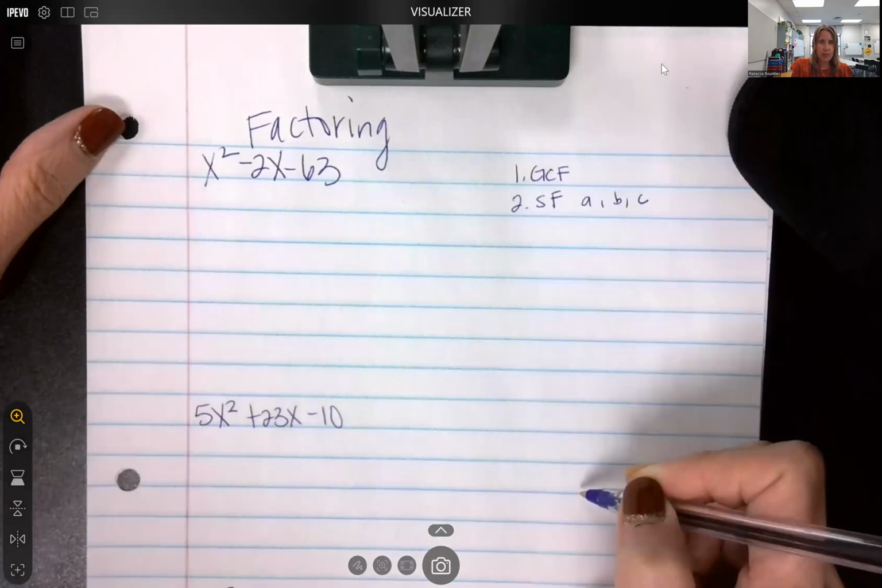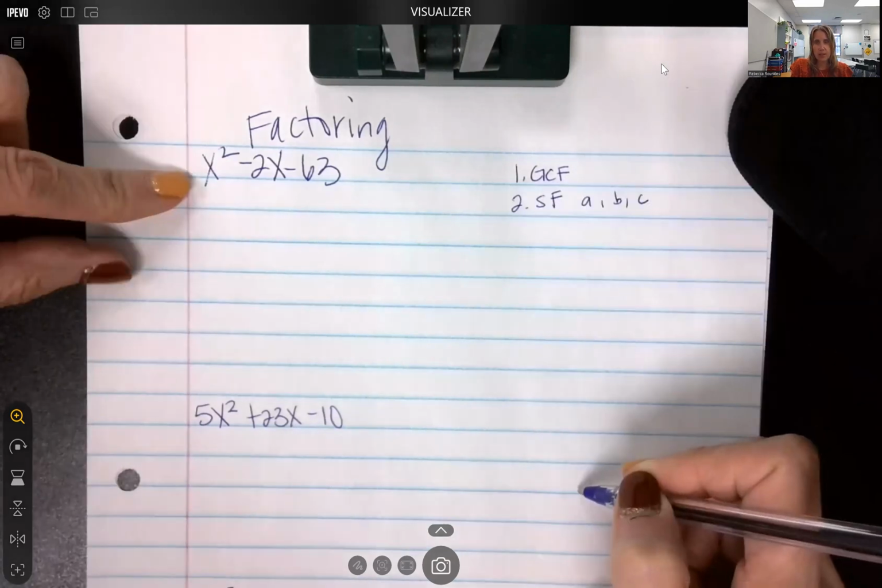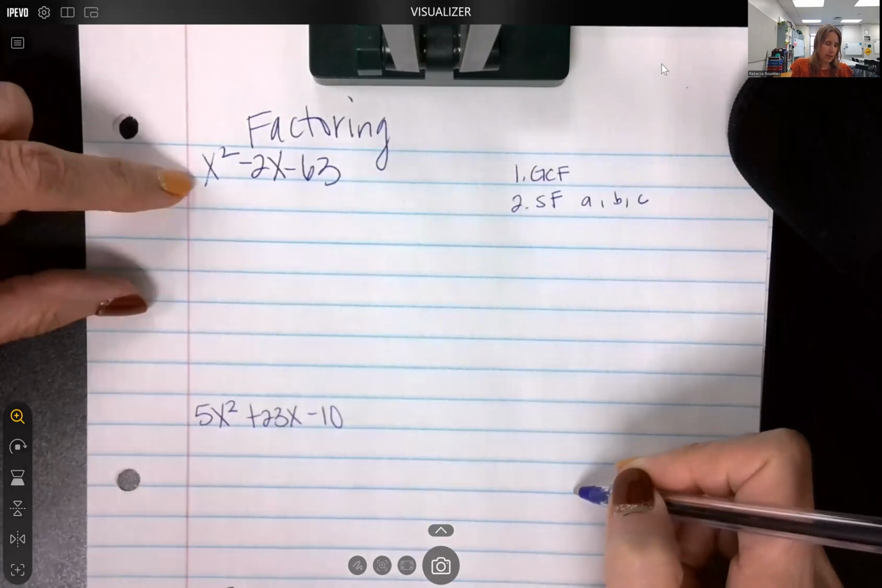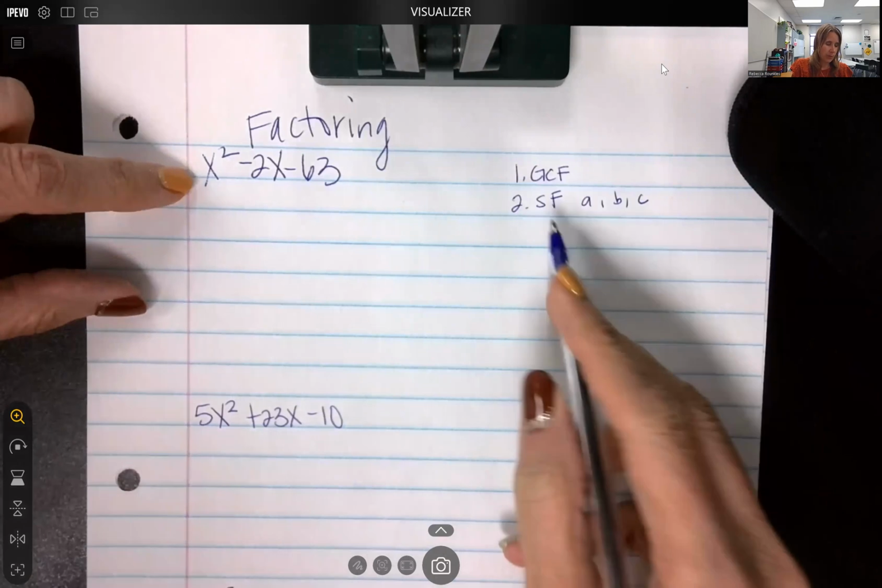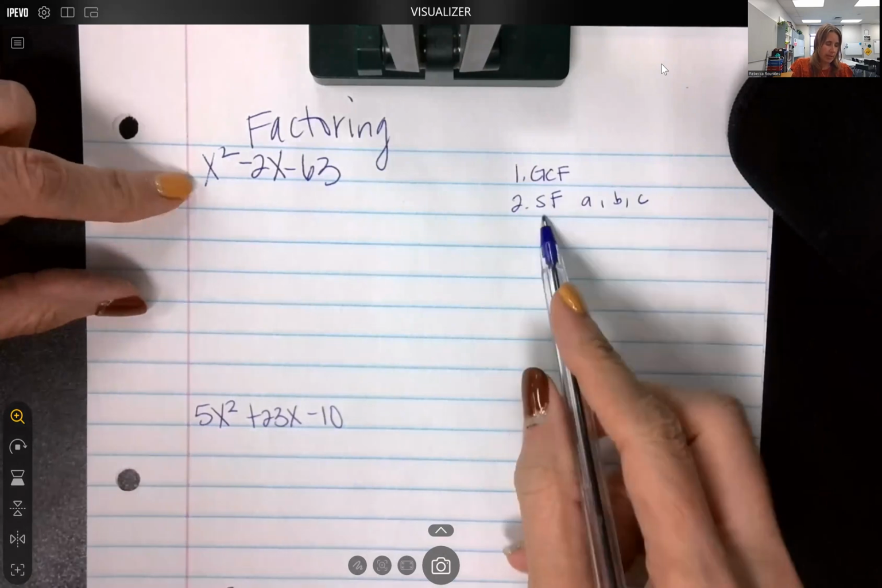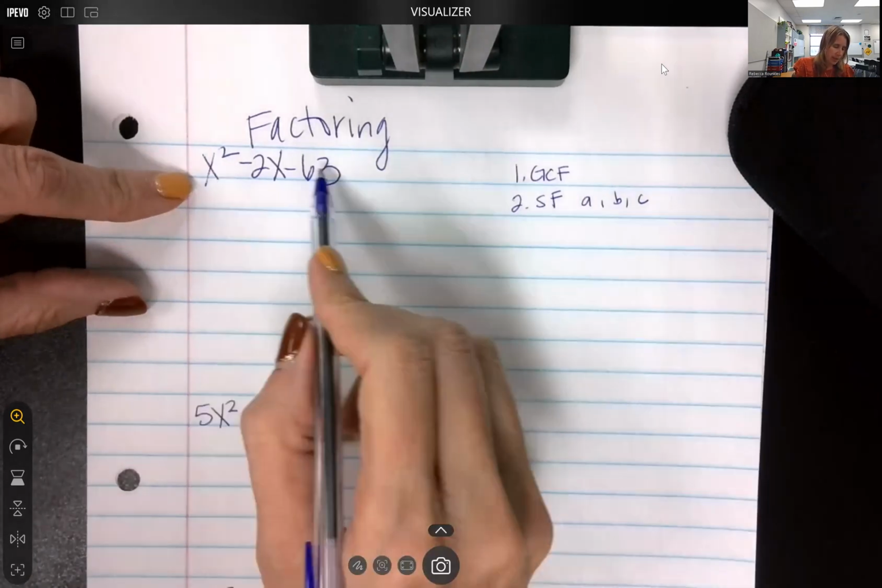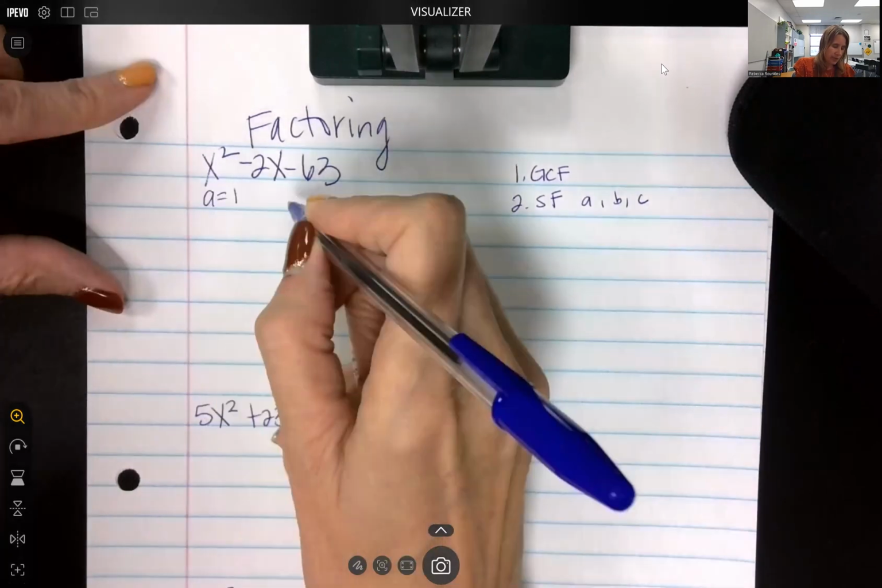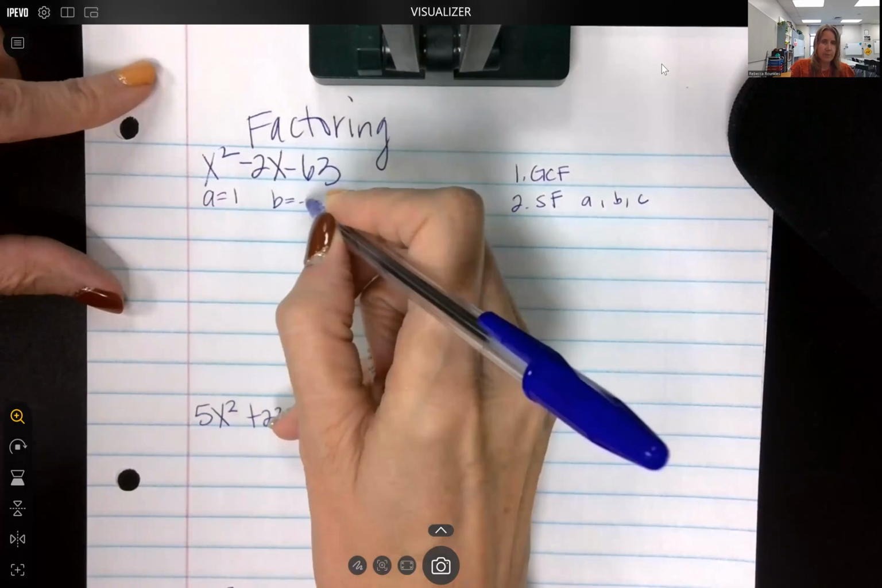So x squared minus 2x minus 63, there's not a greatest common factor. And so I already want to check if it's in standard form. x squared, x, and our constant. So this is in standard form. A is 1, B is -2, and C is -63.